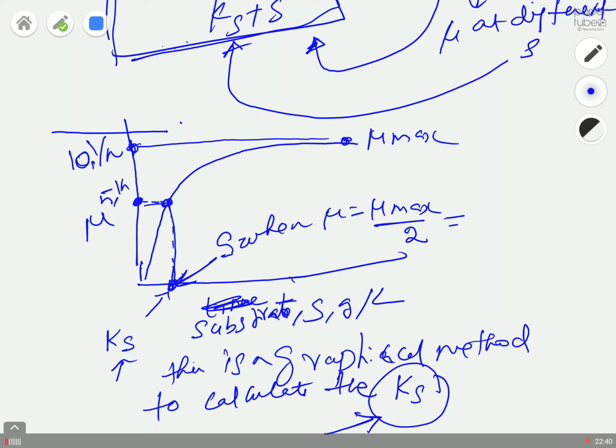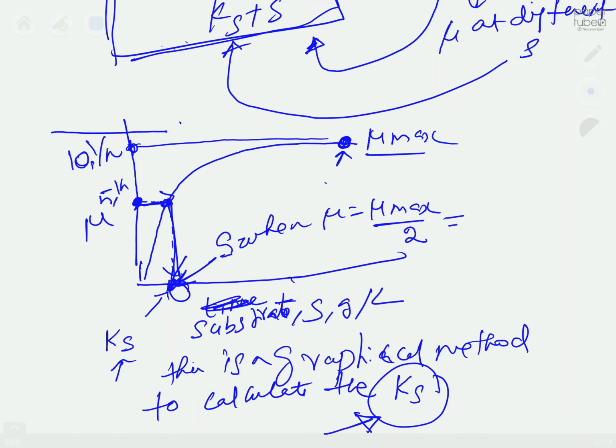Or if you want to know the substrate concentration at which your specific growth rate will be equal to half of your maximum specific growth rate, you can take a graph sheet and draw this graph and try to interpret where your maximum specific growth rate is, which is here, and then you divide it by half, and you come to that particular point, draw some line here, and then come down, and then you can calculate your Ks value. So this is the whole point.